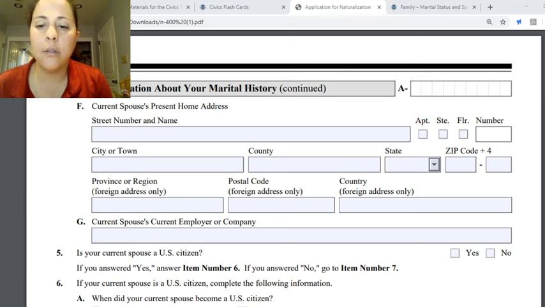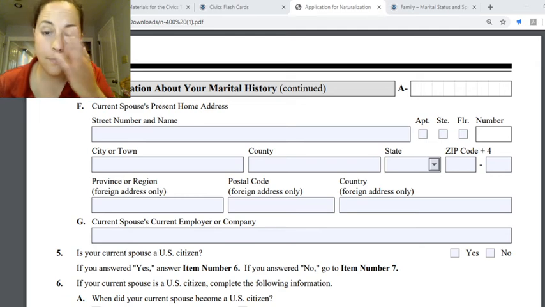Letter G, current spouse, current employer. Your husband or wife now, so Mr. Tanaka, his current employer or company. Let's pretend he works for a restaurant. So here you write current employer, Mickey's Restaurant.